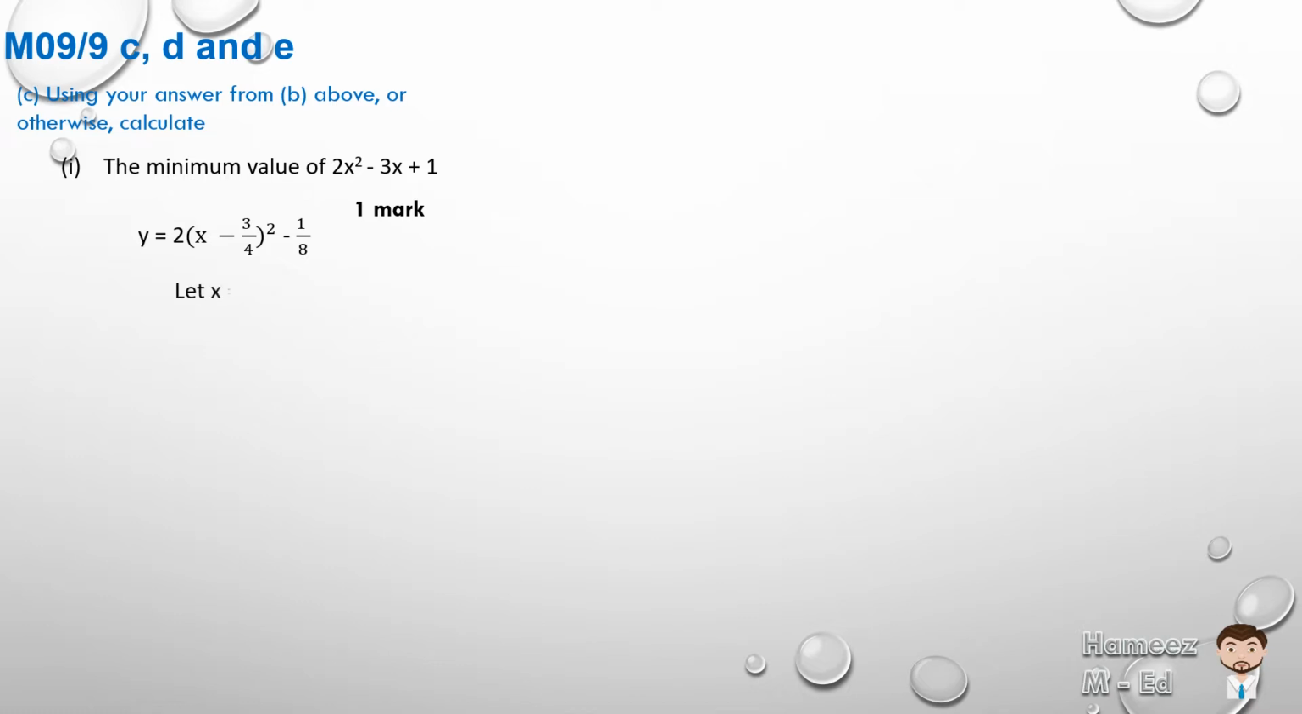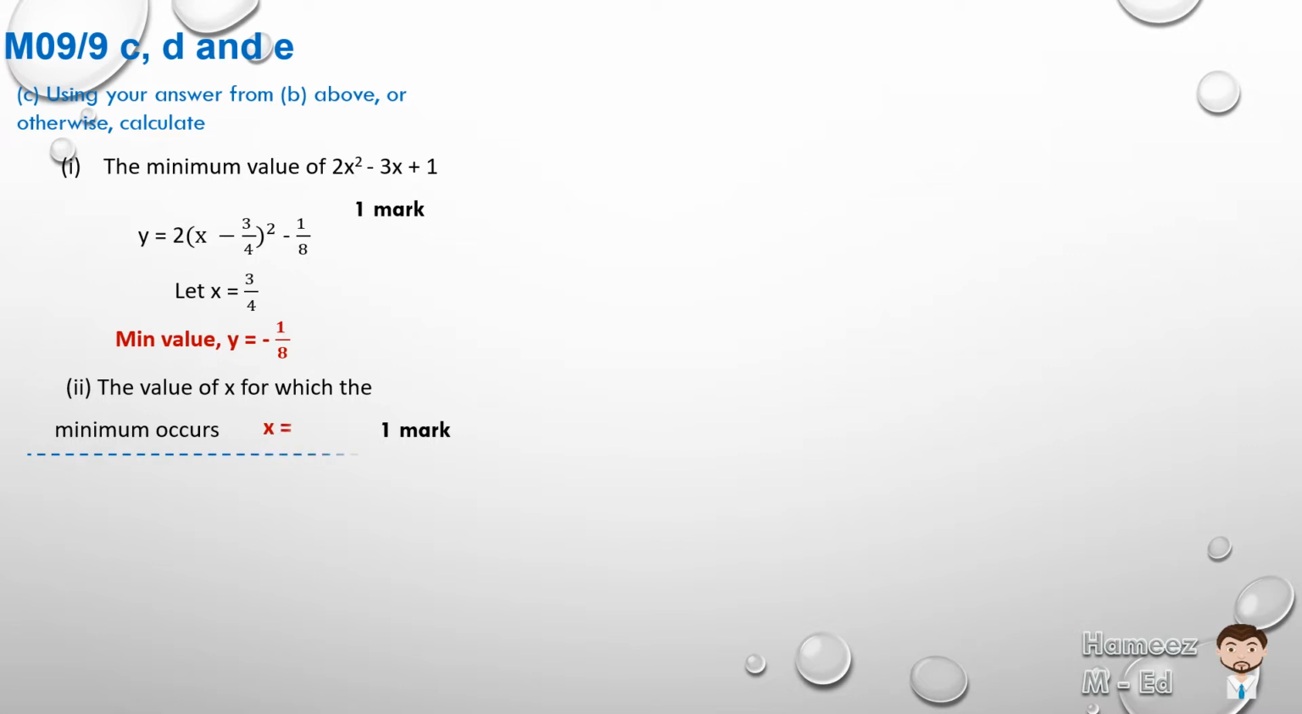If we put x as 3/4, then that whole brackets works out to be 3/4 minus 3/4 is 0. 0 squared is 0. 0 times 2 is 0. So we're left with y is equal to minus 1/8. And that is the minimum value of this function. And part 2 of the question, the value of x for which the minimum occurs, and we just said that x is equal to 3/4.